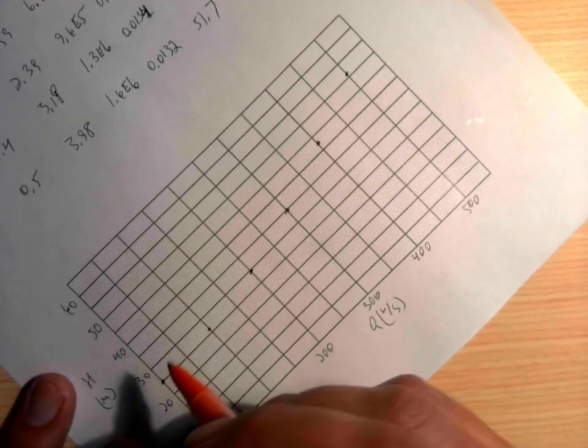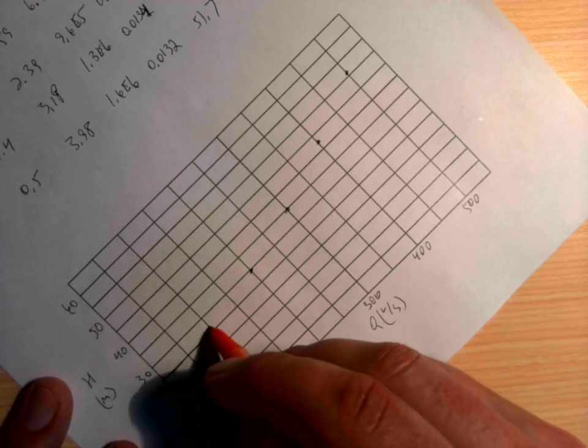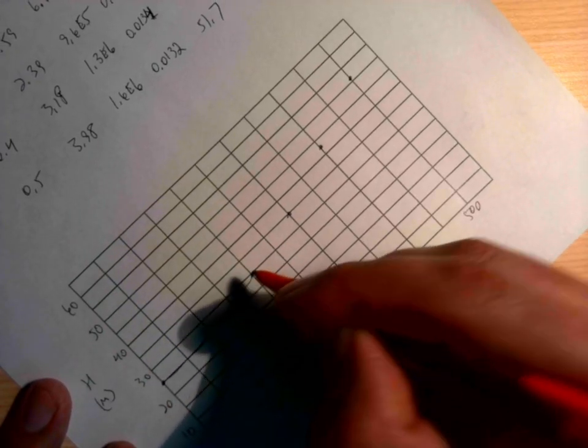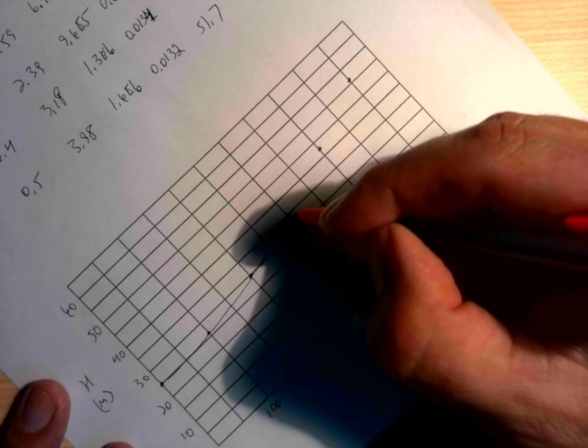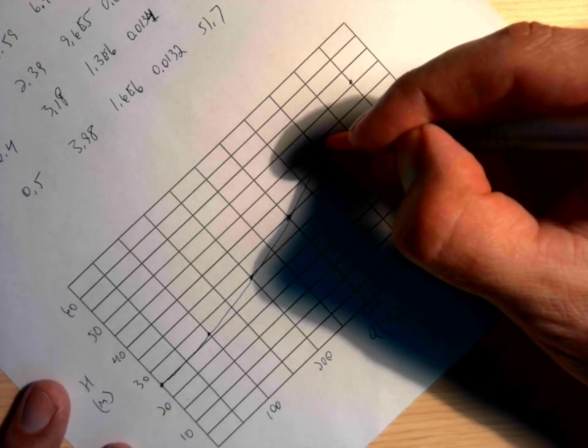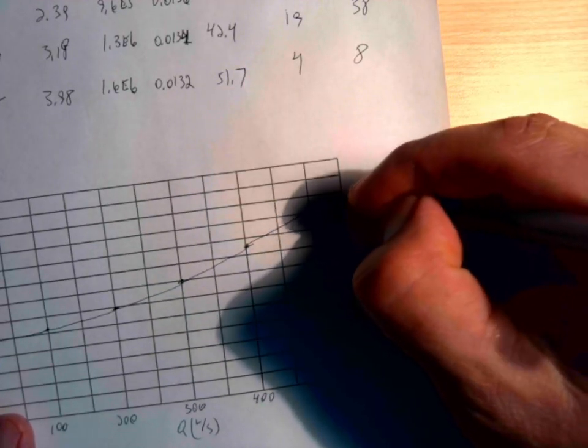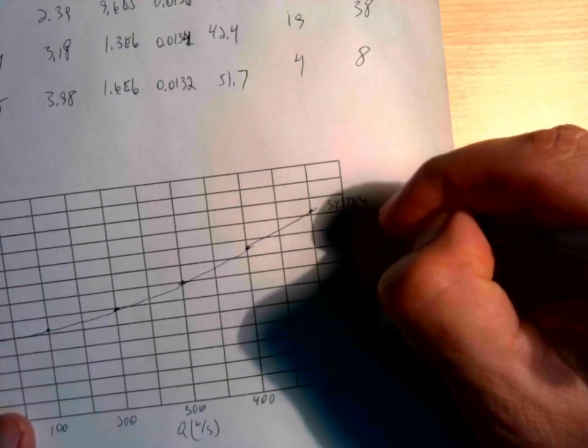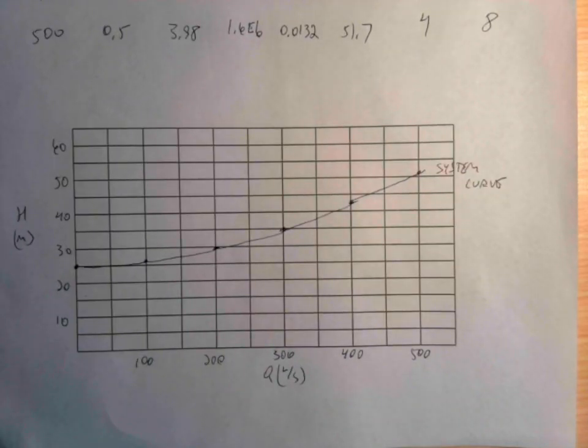So this is our system curve that we then need to connect the dots on smoothly, ideally. Okay, and this is our system curve. That is the energy required to move water in this system.